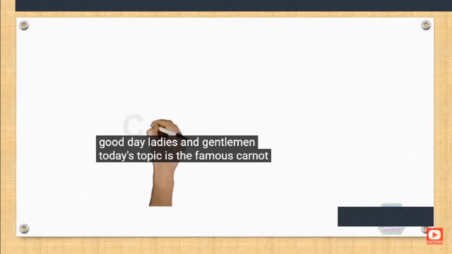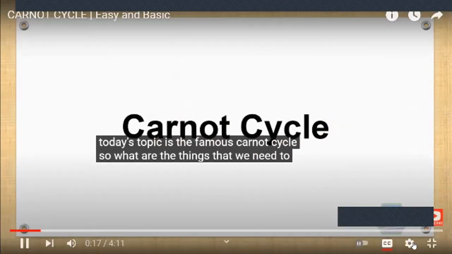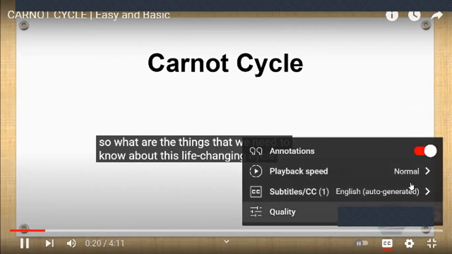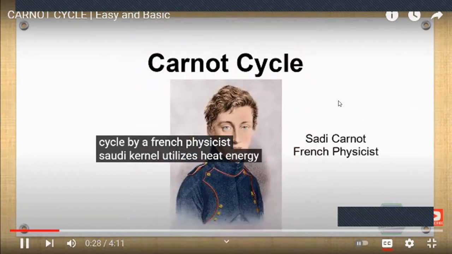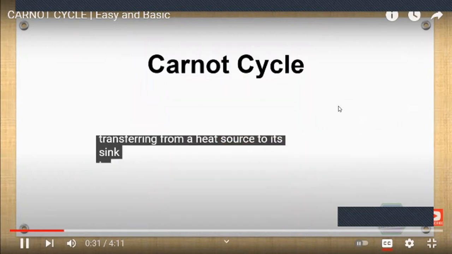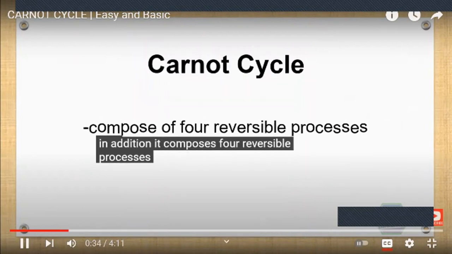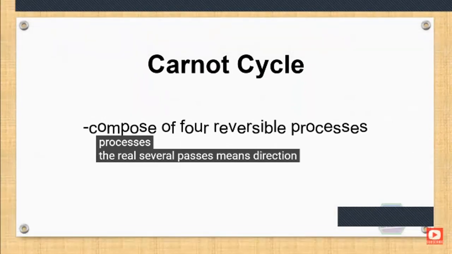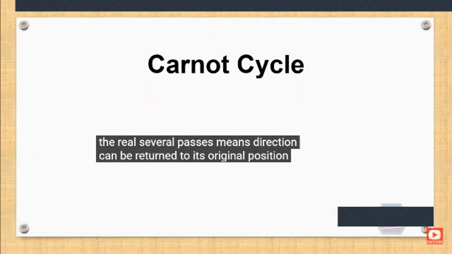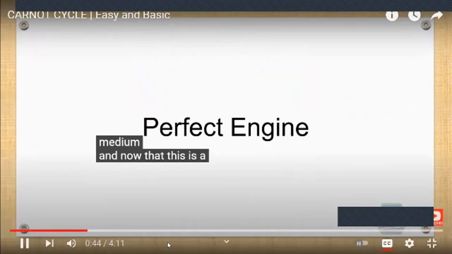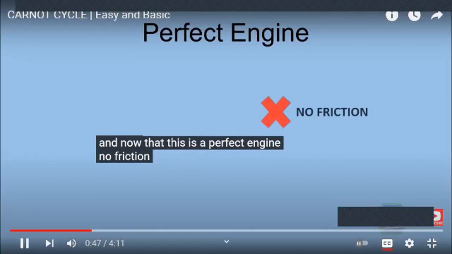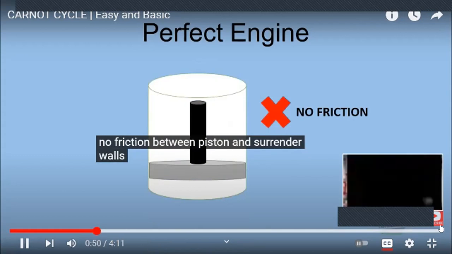Good day, ladies and gentlemen. Today's topic is the famous Carnot cycle. So, what are the things that we need to know about this life changing cycle? So, first, well, it is an ideal heat engine cycle by a French physicist, Sadi Carnot. It utilizes heat energy transferring from a heat source to a heat sink. In addition, it is composed of four reversible processes. The reversible process means direction can be returned to its original position. Also, it uses ideal gas as its working medium. And note that this is a perfect engine. No friction between piston and cylinder walls.